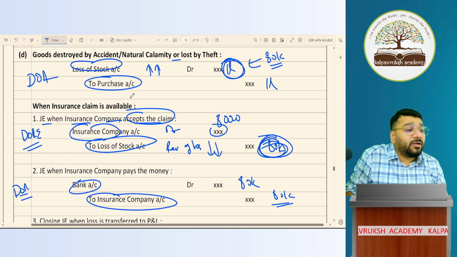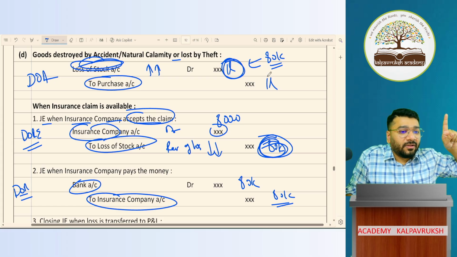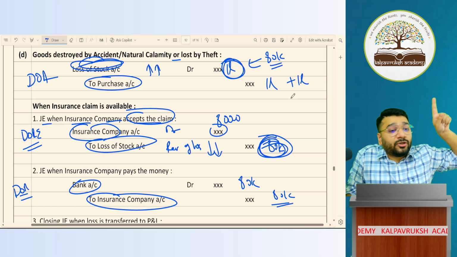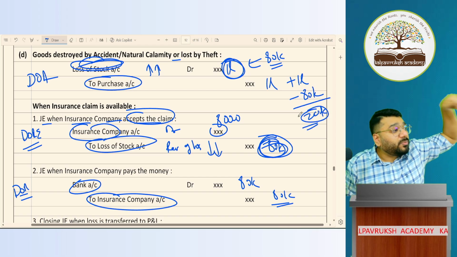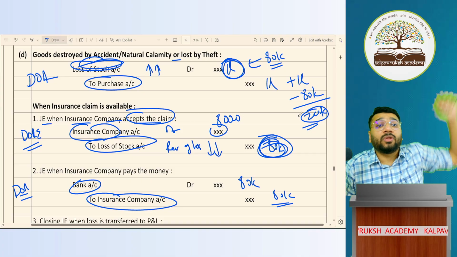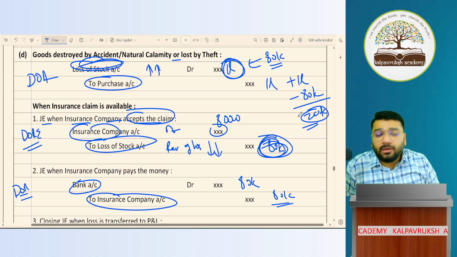And the amount which is 20,000 is the loss account. In the loss account, earlier there was 1 lakh, plus 1 lakh. Then later you subtracted 80,000. So what is the balance in the loss account? 20,000. This 20,000 at the end of the year, you will transfer to the P&L account by passing a closing entry.